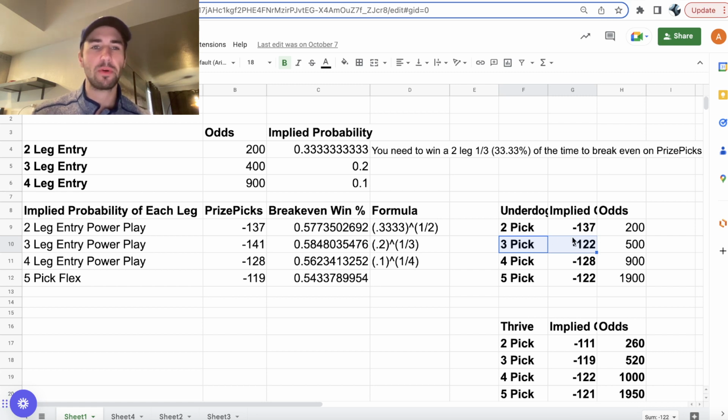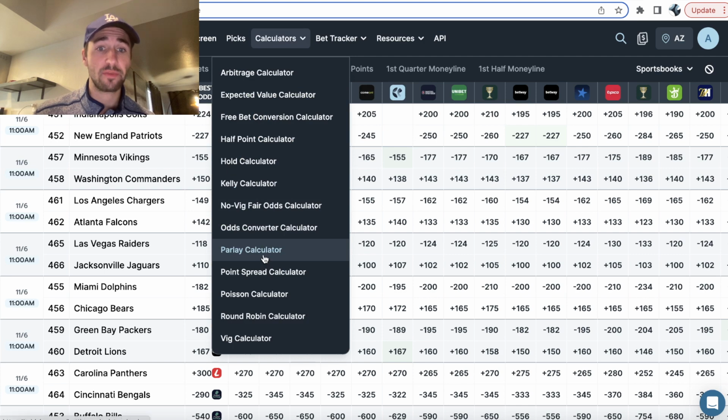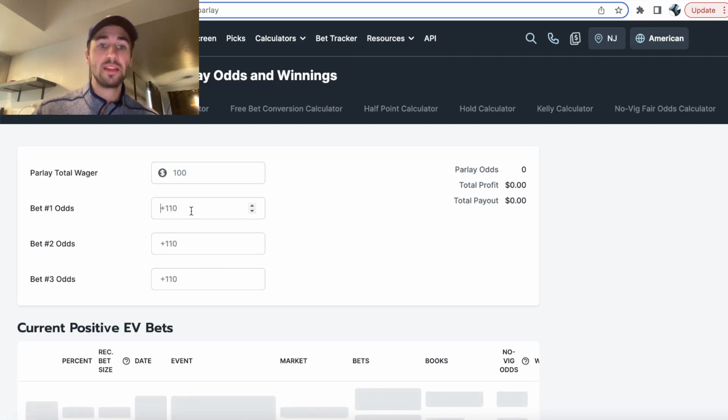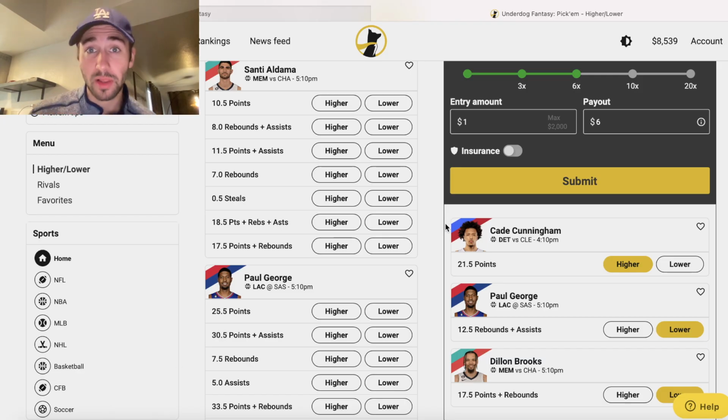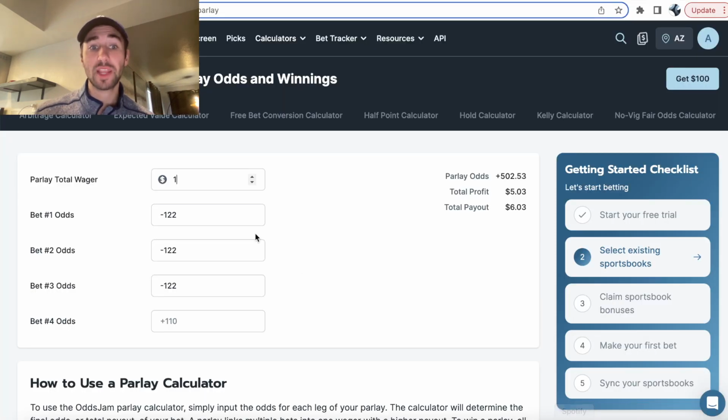We've gone through the math before, but essentially this means that Underdog Fantasy is giving you the implied odds of minus 122 for any 3-pick entry. If we go to a parlay calculator, you'll notice that that's correct, right? Minus 122, we're betting 1 to win 6. 1 to win 5 in profit is any 3-leg parlay where the odds are minus 122 for every pick. Because on Underdog Fantasy any 3-leg parlay is always $1 to win 6, $5 in profit plus your $1 stake back, you're getting the implied odds of minus 122 on all of your bets.